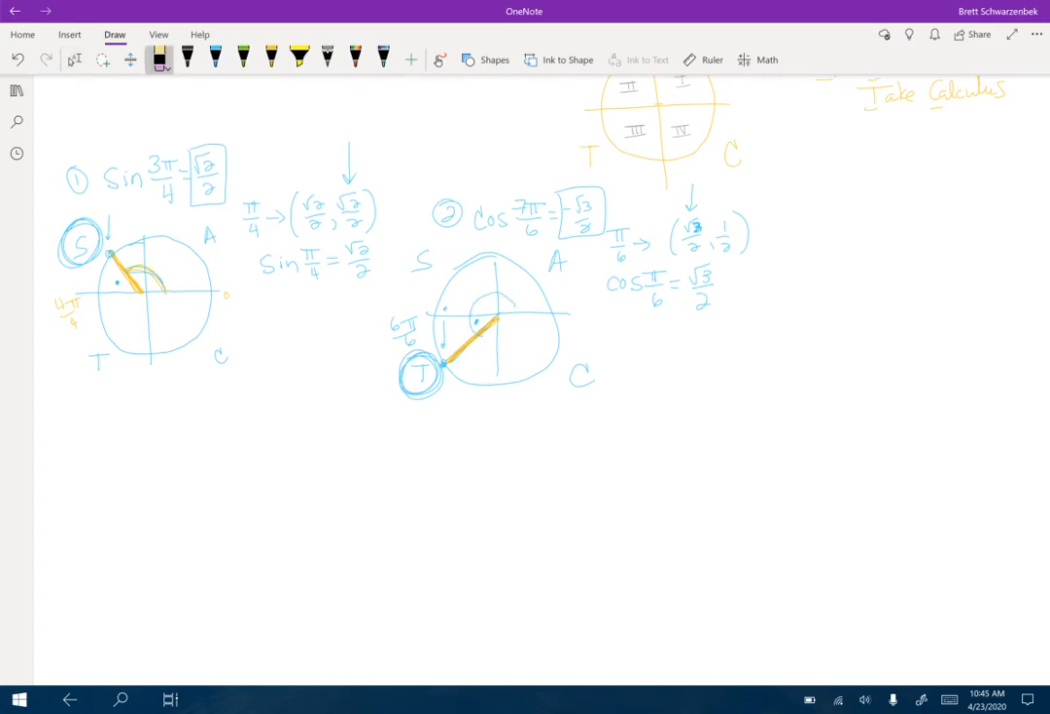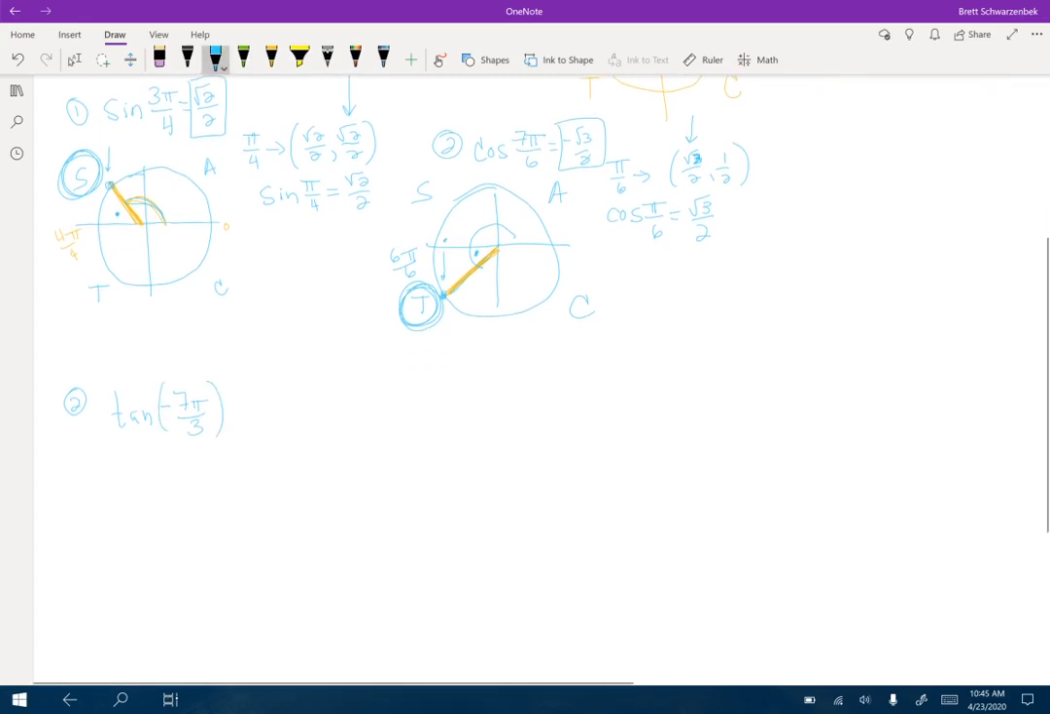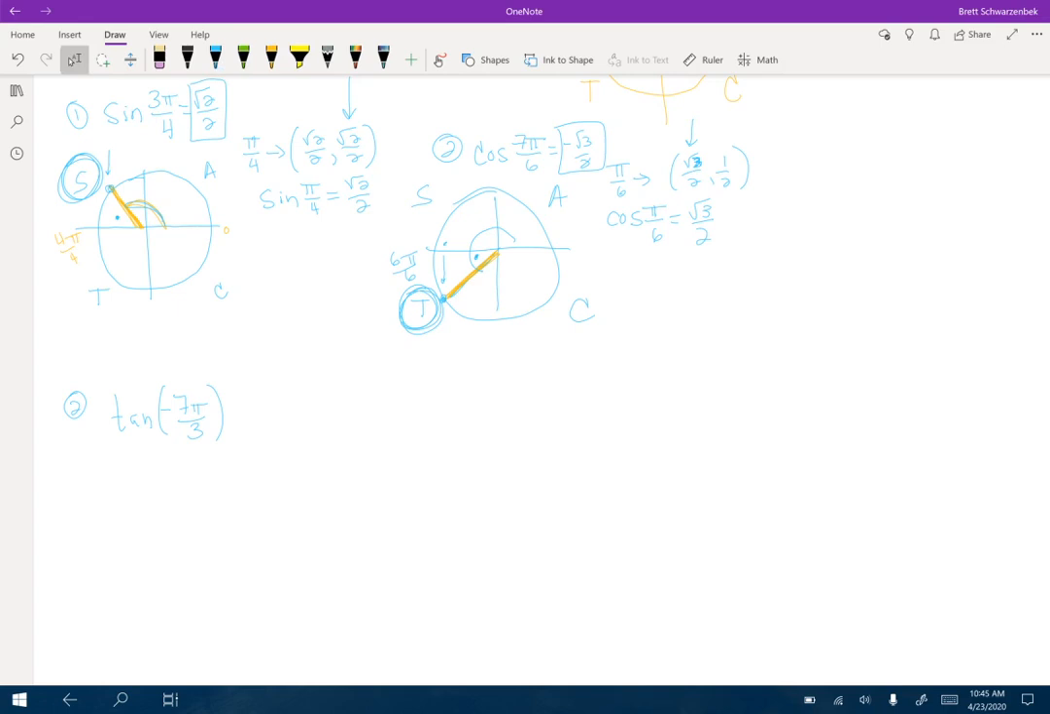Okay, so why don't we talk about, it looks like we haven't done tangent, so we'll do tangent. And it looks like we haven't talked about any pi over 3 angles, so let's do a negative this time. So let's do negative 7 pi over 3. A lot of times there's parentheses here to make sure you're doing an evaluation. So what does that look like?